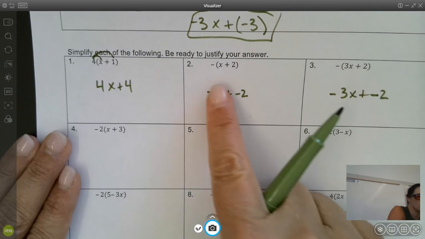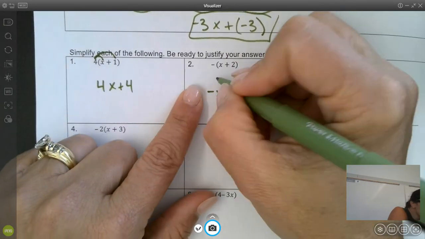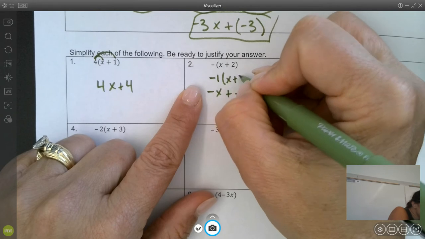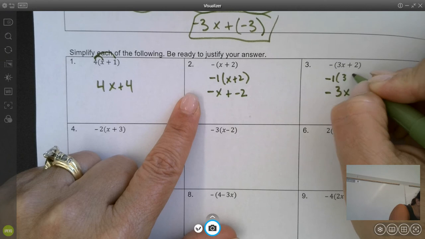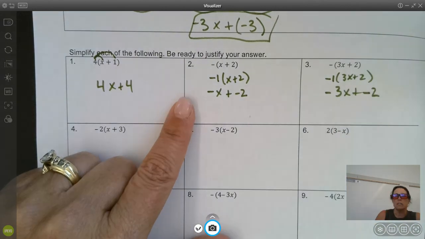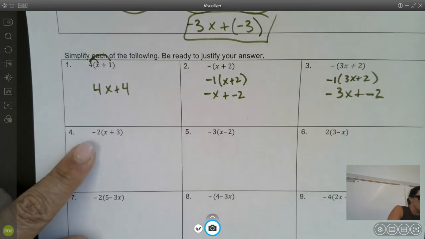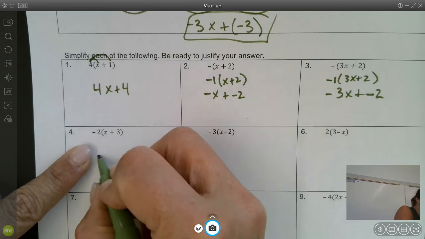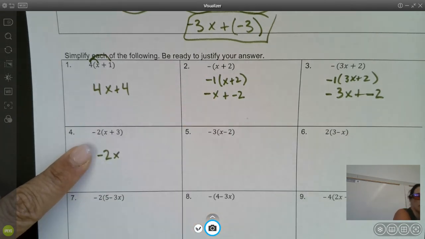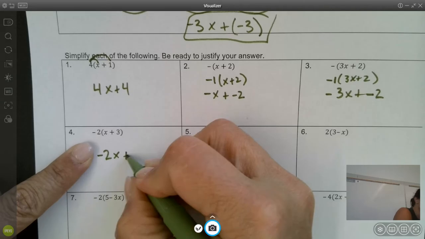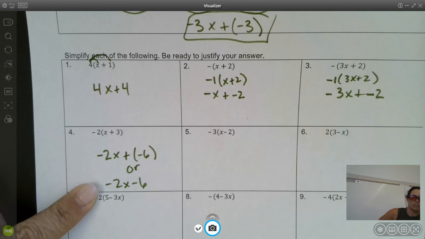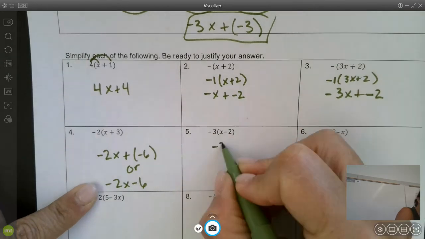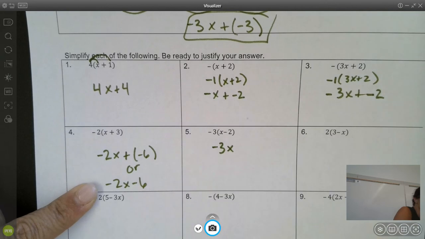Okay, that's very similar to, this is the same as negative 1 distributing in. Same with this. This is like a negative 1 distributing in. Okay. All right, this guy. Negative 2 times x is negative 2x. Negative 2 times positive 3 is negative 6. Okay, you might write it like that. Either way is fine.